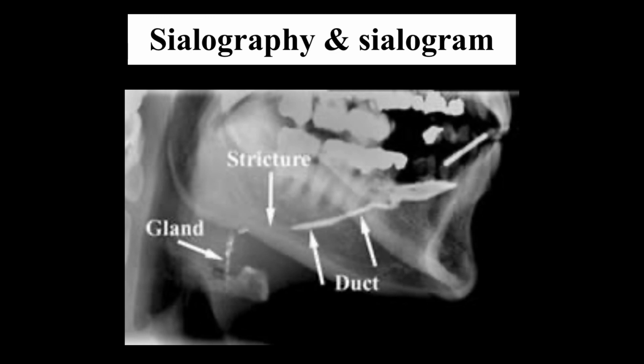Sialography is the radiological examination of the salivary gland, wherein a contrast medium is injected into the duct of a single salivary gland, followed by the routine X-ray projections, and the resulting X-ray is known as a sialogram. This procedure is to detect the blockage of the salivary flow due to the presence of a stricture or a stone.